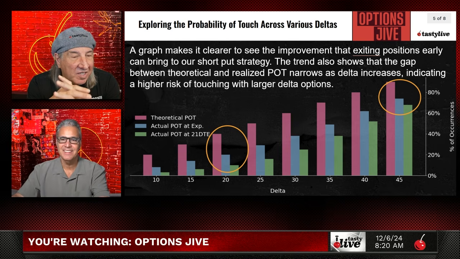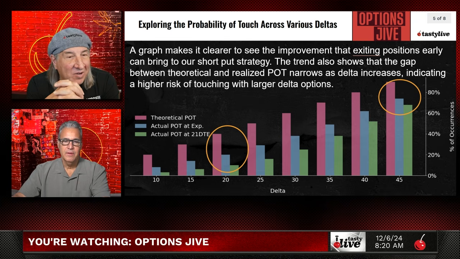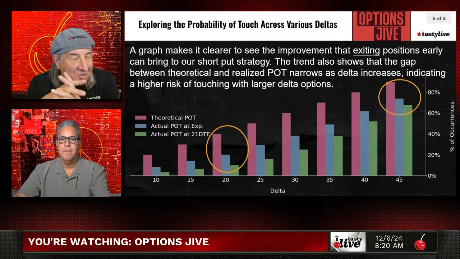The value of this study is for out of the money options. It's not for 40 and 45 and 50 deltas. It's only for out of the money options. Yep. A graph makes it easier to see the improvement that exiting positions early can bring to our short put strategy. The trend also shows that the gap between theoretical and realized POT narrows as the delta increases, indicating a higher risk of touching with larger delta options, of course. And that's just common sense.